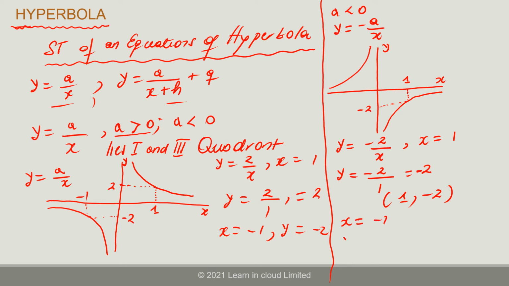So that means the equation is going to be y equals negative 2 over negative 1. Therefore, y equals 2. So this coordinate is going to be, let me put the bracket, negative 1 and 2. So x being negative 1 here, our y value is going to be equal to 2.